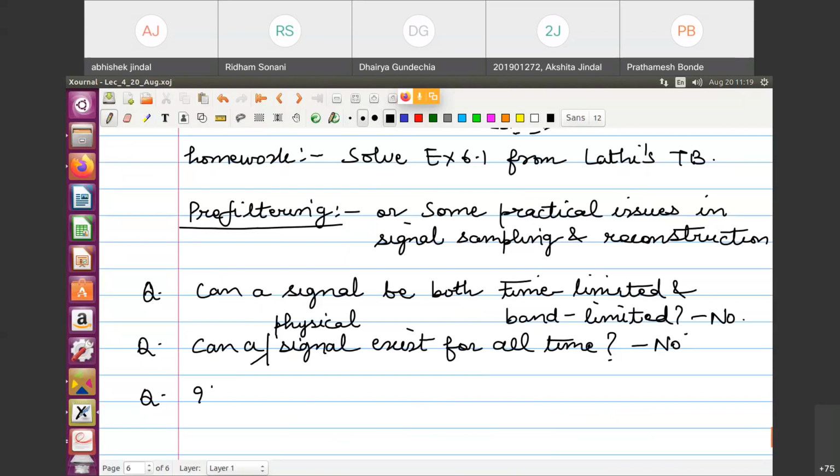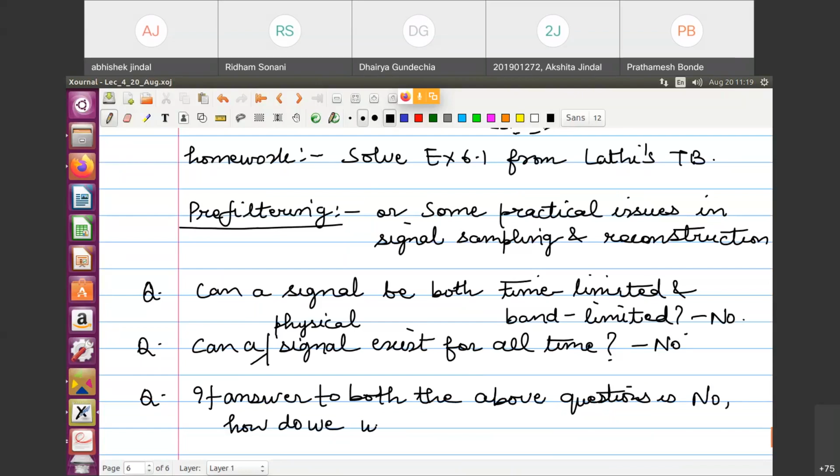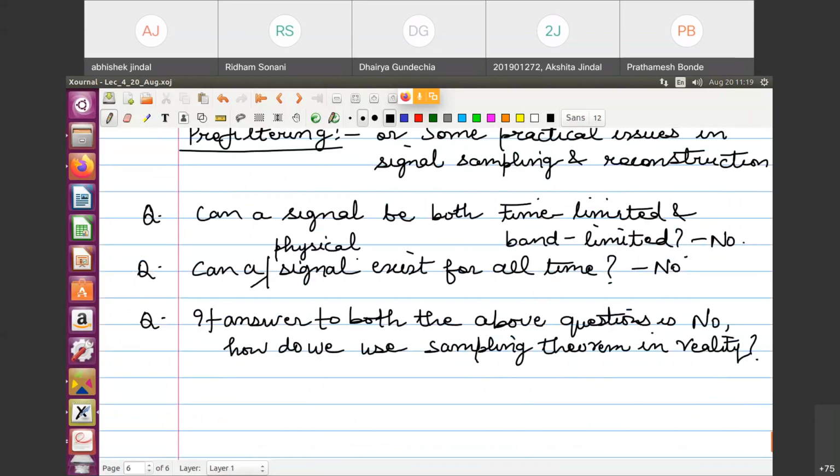Question. If the answer to both the above questions is no, how do we use the sampling theorem in reality? Means in systems. How do we use it? Now, why the question arises is, suppose we say that a signal cannot exist for all time, then it is a time limited signal. So physically, a signal will be time limited.